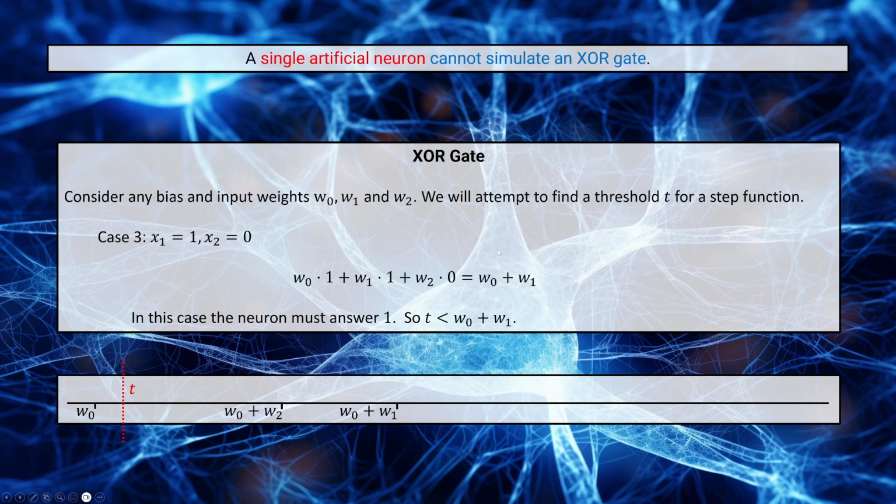Again, when we sum them together, we get our bias term, and again we get this extra term. It's just not W2 this time, it's W1. Same condition though for our XOR gate. It's still in the 1 condition. We still have 1 on and 1 off, meaning we should be answering a 1. So our neuron should answer 1. So again, that imposes that our threshold must be less than this sum. So I've gone ahead and put another arbitrary point here.